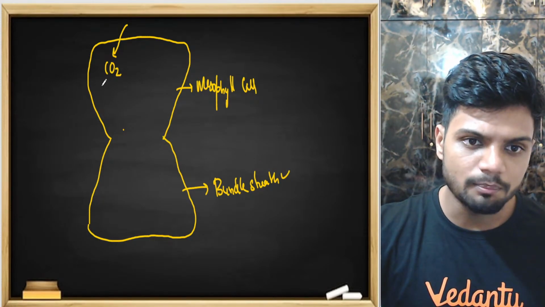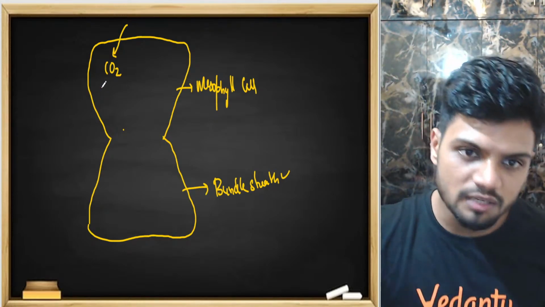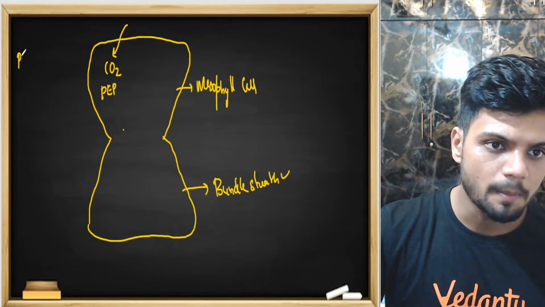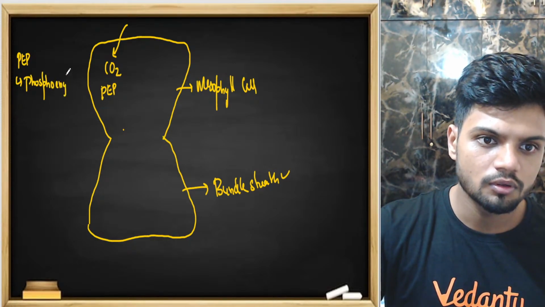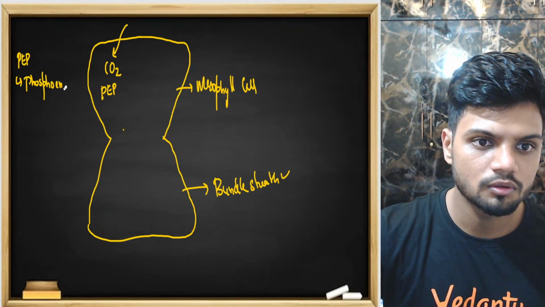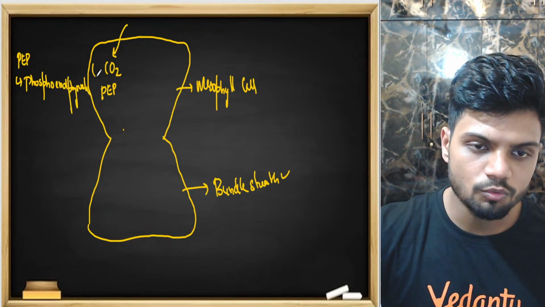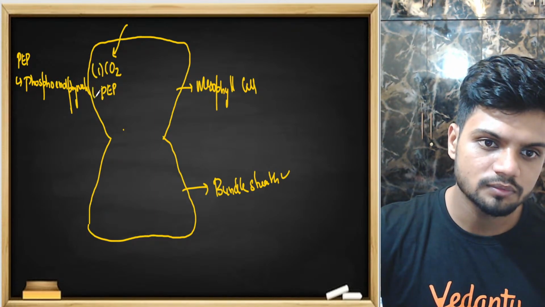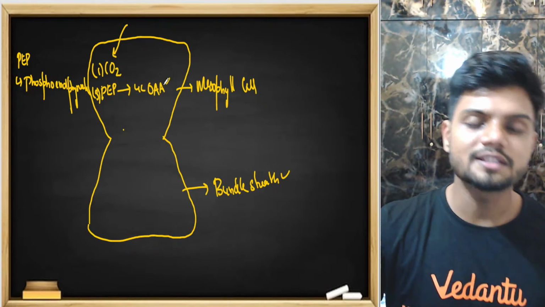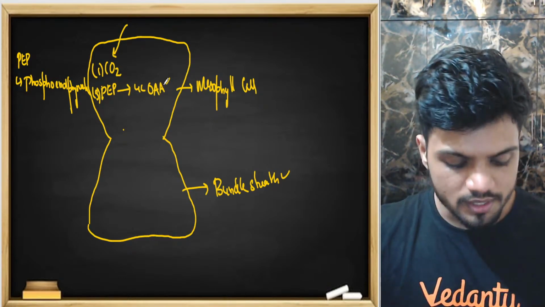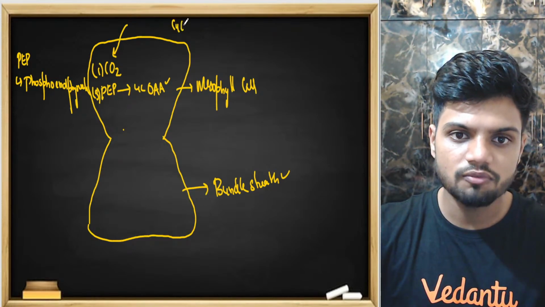CO2 is entering. This CO2 is picked up by. See, in the C3 cycle it was RuBP taking it, but here you have something called PEP. What is this PEP, students? PEP is nothing but phosphoenol pyruvate. This CO2 is one carbon, and phosphoenol pyruvate is 3 carbon. Tell me, what is 3 plus 1? 3 plus 1 is a 4 carbon compound called OAA, oxaloacetic acid. This is 4 carbon. That is why this is called the C4 cycle.